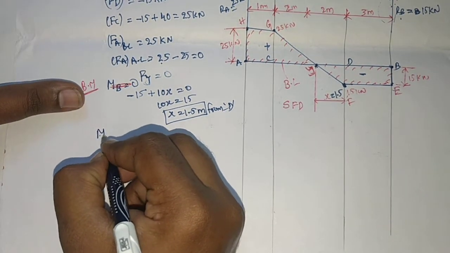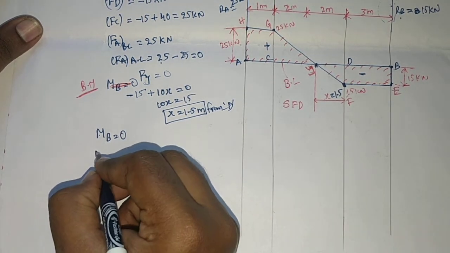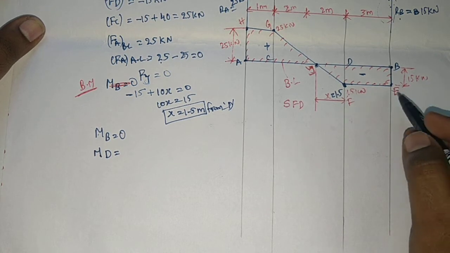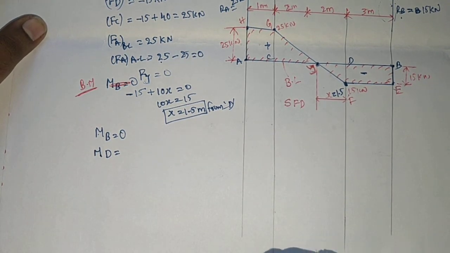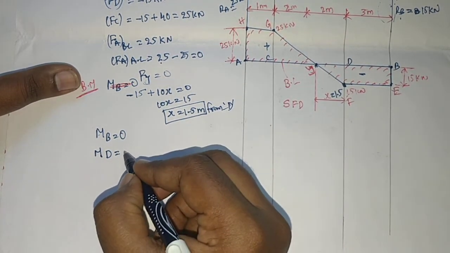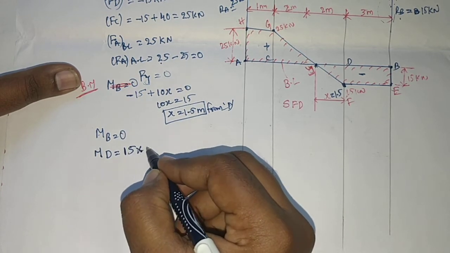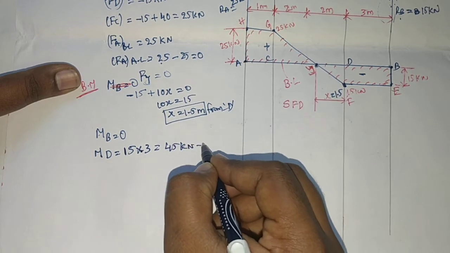Bending moment at point B is equal to 0. Next, bending moment at point D: the right side of D has one reaction force, acting anti-clockwise, so it can be taken as positive. Therefore the load is 15 into the distance from B to D, which is 3 meters, that equals 45 kilonewton meter.